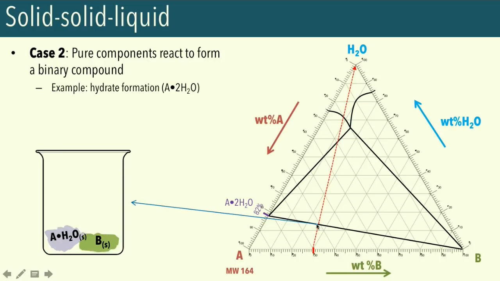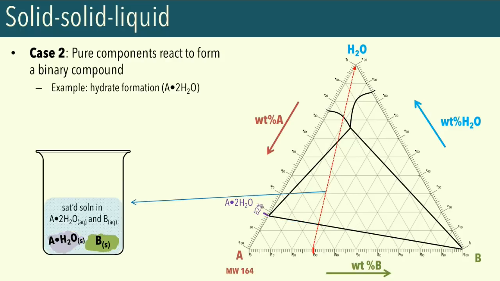If we're all along lines here, we could determine the phases present in this region by looking at the points at which it intersects. So we have B solid and we have our A hydrate. That means that in our system, all of our A is now in the hydrate form, and we also have B present in our system. Once we start adding more water, that's when the additional water could start dissolving some of our solids. Upon adding water, we now have a saturated solution in our two components.